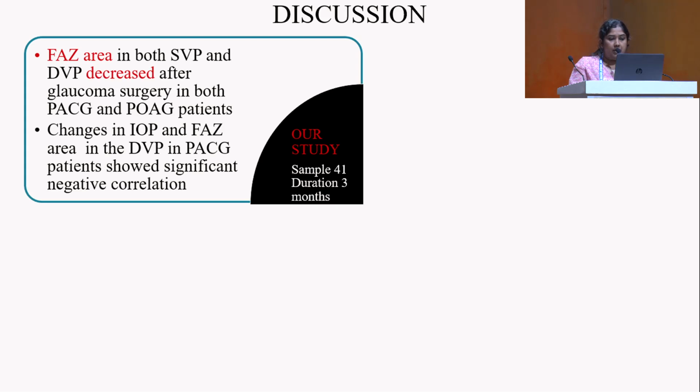So our study had a sample of 41, we assessed patients for a duration of 3 months, and we found FAZ area was decreased both in SVP and DVP in both PACG and POAG patients.